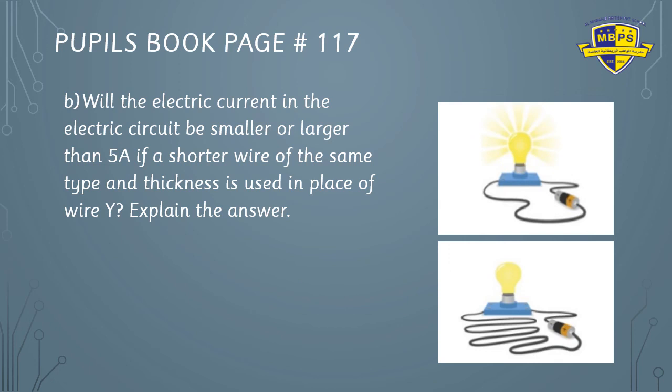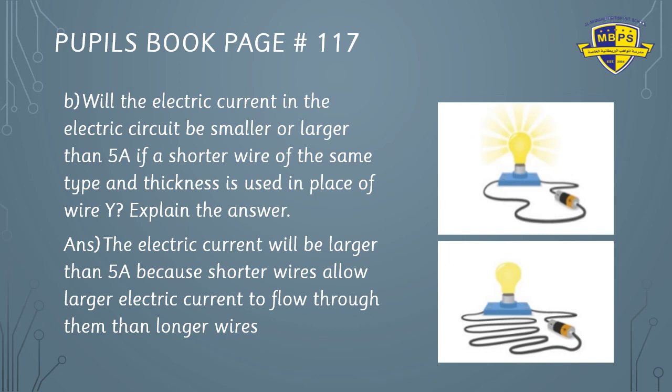Will the electric current be the same, or is it going to be different? Looking at the picture, this is the same wire, only the length is different. It is the same wire Y. What has happened, grade 5? Think.